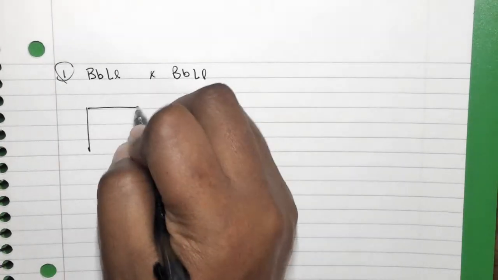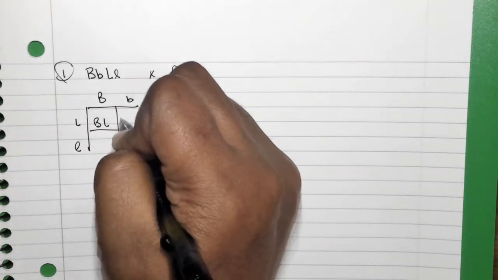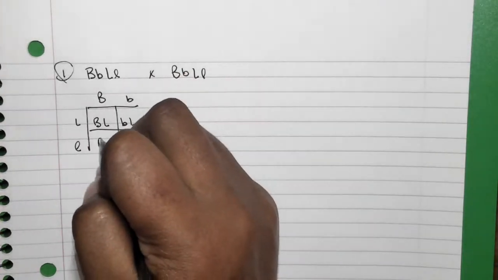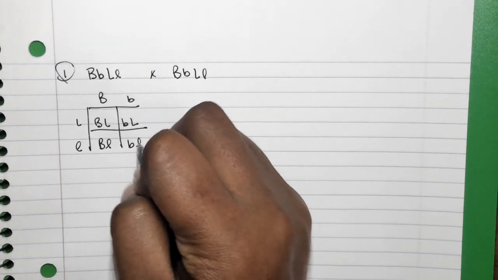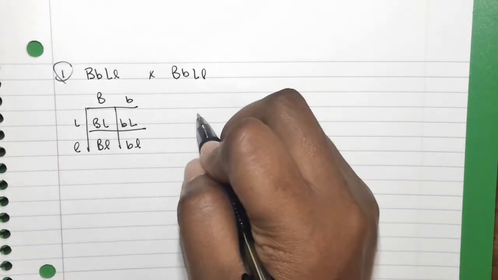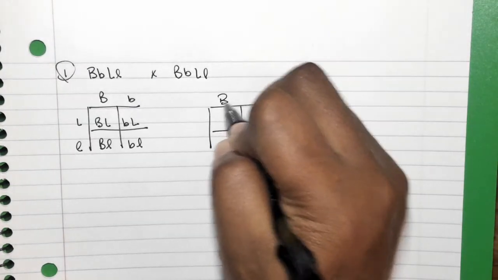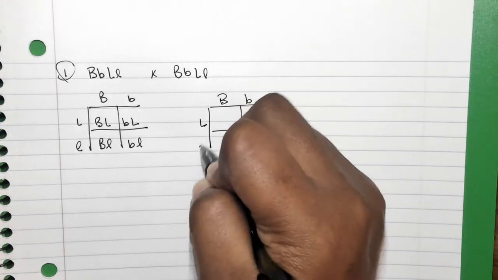First things first, I'm going to figure out what's in the gametes, the egg and sperm cells. If you never do this part, you will always get it wrong. So let's say that's the sperm cells, it's male. And then here's the female. She has the same genotype.